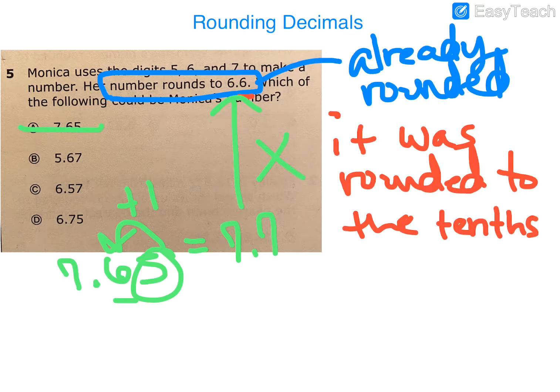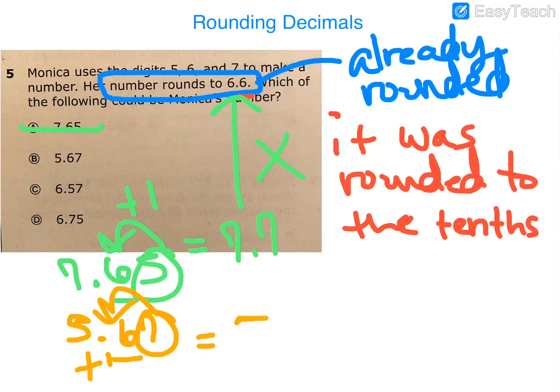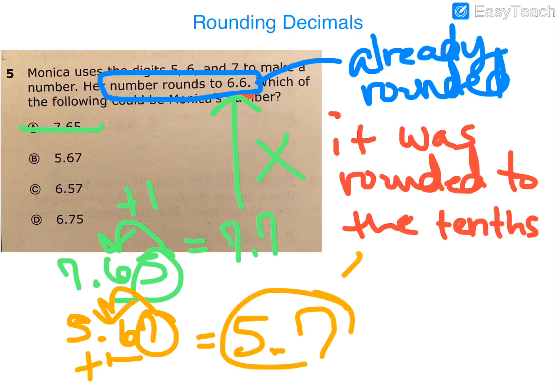Letter B, we have 5.67. I'm going to change colors. We have to do the same thing. Underline the tenths place. Circle or box the number behind it. Is it 4 or less or 5 or more? 7 is 5 or more, so that means that 6 would get 1 more. If we add 1 more to the 6, we have 5.7. Is that the answer choice? No. So we can't use that. Letter B is really bad as well.